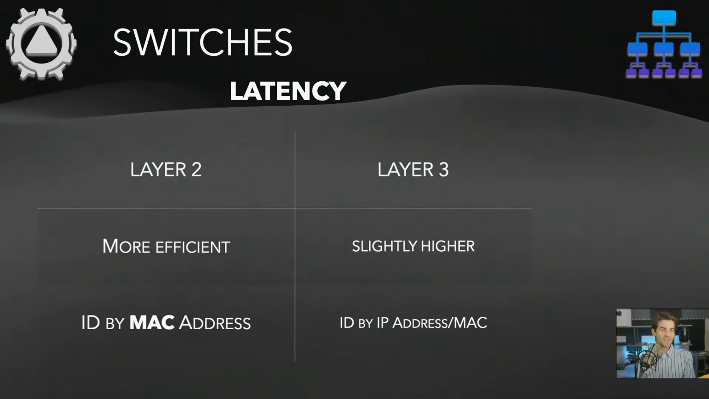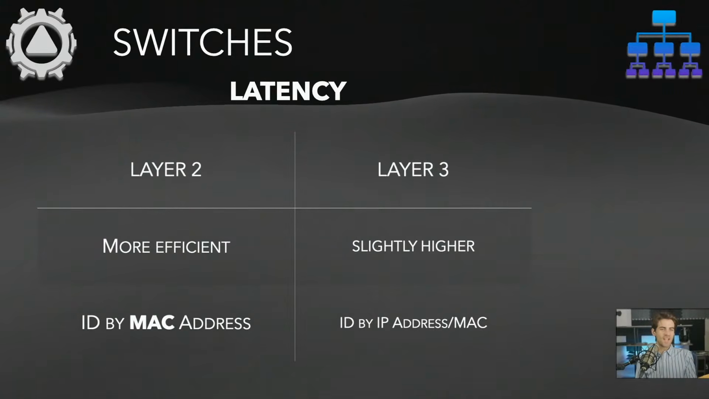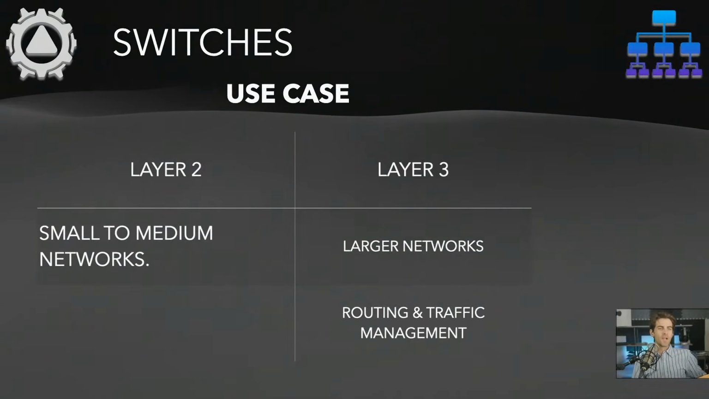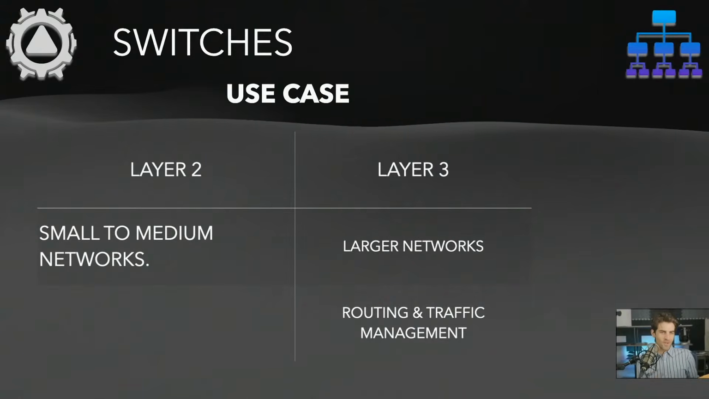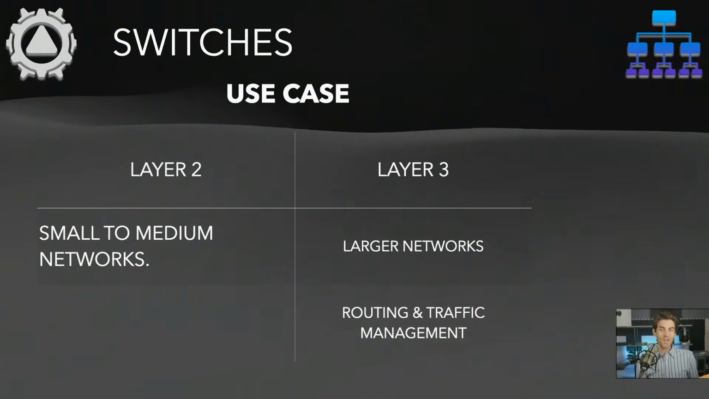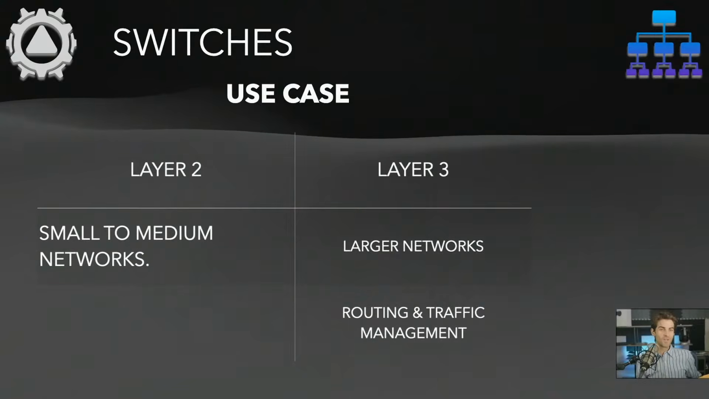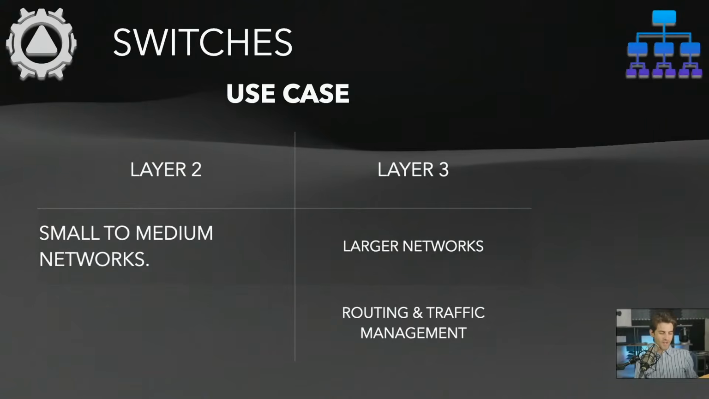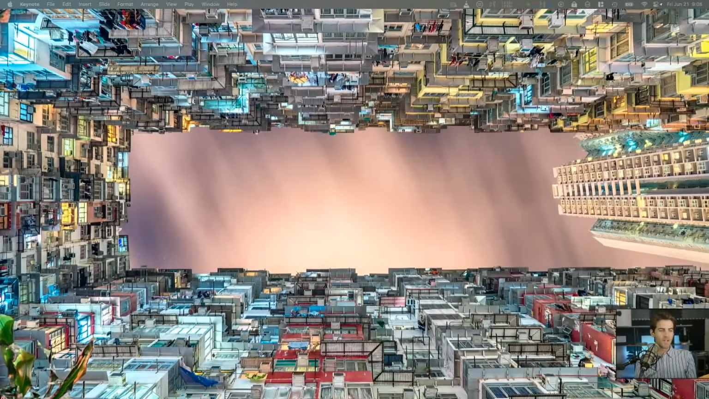Layer 3 switches are slightly less efficient. Layer 2 switches ID by MAC address. Layer 3 switches ID by IP address and or MAC address. Let's see. Use case. Okay. Small to medium network, layer 2; larger networks, layer 3, and I would say production networks unless you're going to be really, really specific. And layer 3, of course, for routing and traffic management.